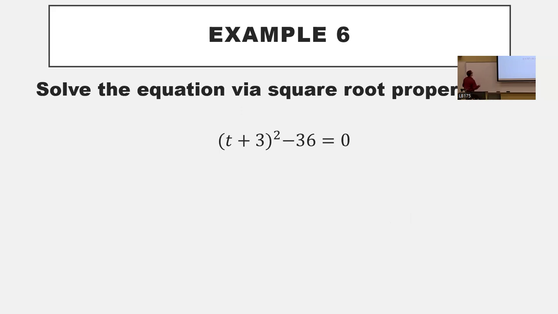So let's do a couple. We have t plus 3 squared minus 36 set equal to 0. And then so I don't have to go back, the next one I'll do is 3 times the quantity x minus 7 squared set equal to negative 75.